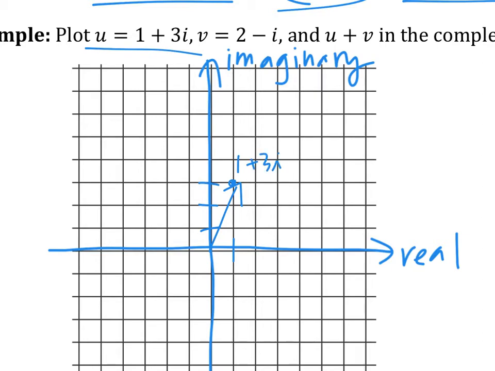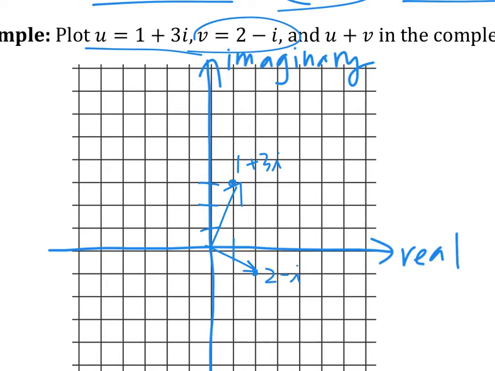So kind of think of it as 1, 3, like in the vector world. But in the complex plane, the x part is the real part, and then the y part is the imaginary part. Okay, let's try another one. v. 2 minus i. So that's going to be 2 in the real and then negative 1 in the imaginary. So this is going to be 2 minus i.